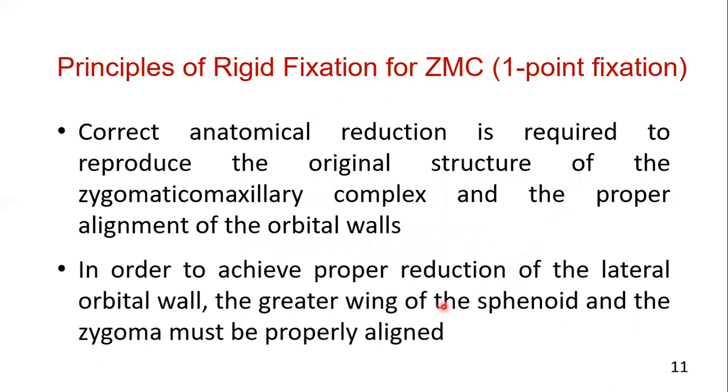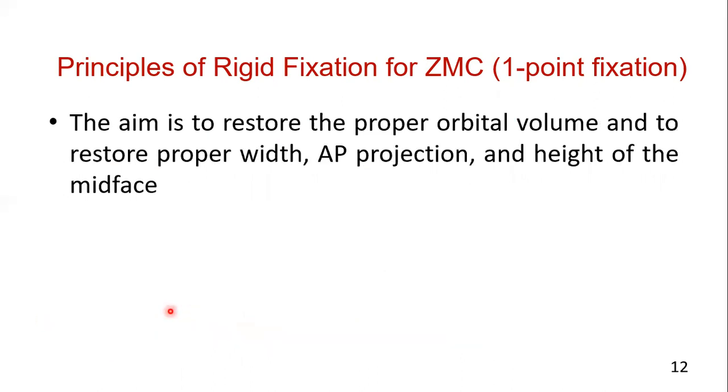In order to achieve the proper reduction of the lateral orbital wall, which is the landmark for the reduction of the zygomatic complex, the greater wing of the sphenoid and zygoma must be properly aligned. When these two structures are properly aligned, it means that you have properly reduced the orbital wall, which is a landmark and which will show you that you have achieved a proper reduction of ZMC.